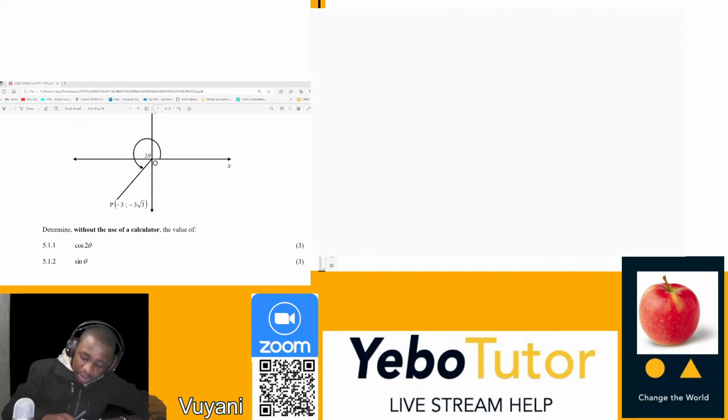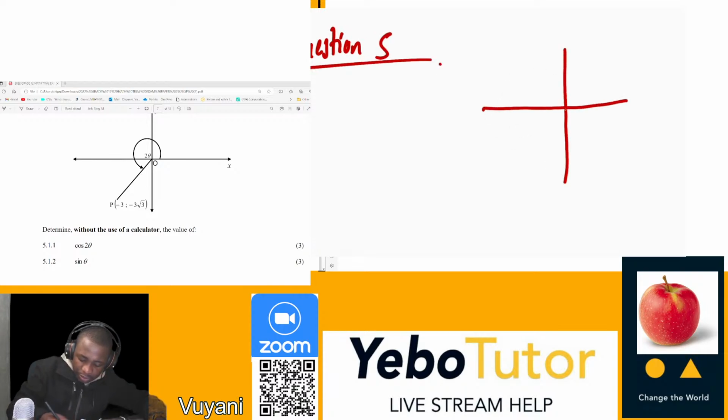So this is question number 5. We are given that Cartesian plane here, so try to draw it. We have point P, which has coordinates -3 and -3 root 3. Then we are also given the angle 2 theta here. We definitely know that -3 root 3 is the y. This is -3, so we must look at this line from O to P, which is the hypotenuse.